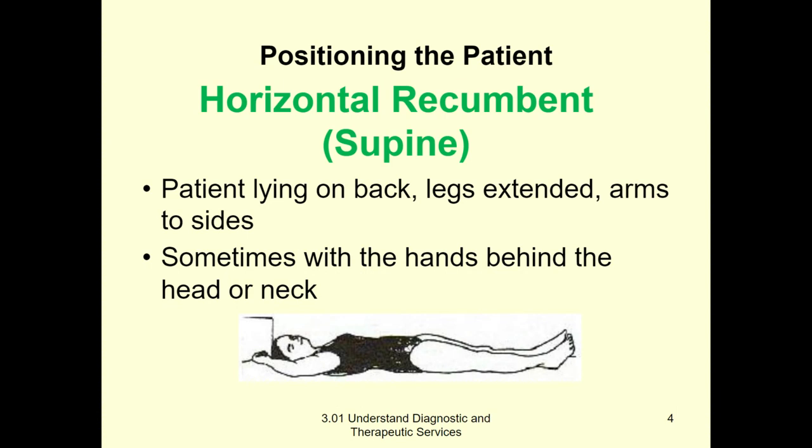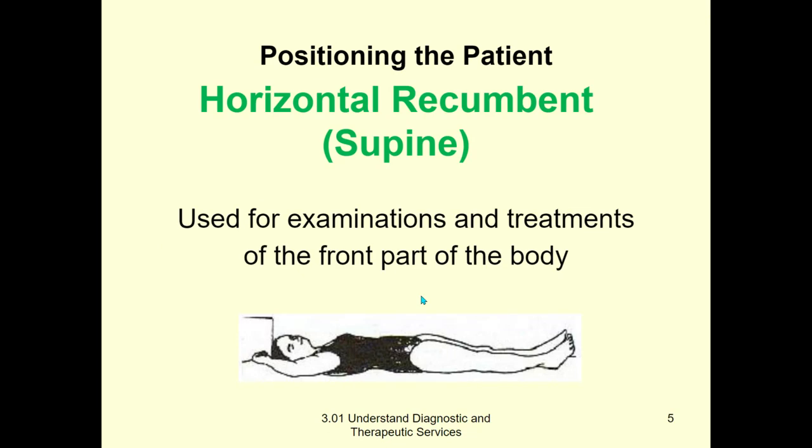This curriculum likes to call it horizontal recumbent. It's laying down flat. So they lay on their back, their legs are extended out. Arms are either down by their side, or sometimes they'll put their hands behind their head or their neck, like what you do in a sit-up, just for comfort level. This is best when you need to get to the front side of their body.